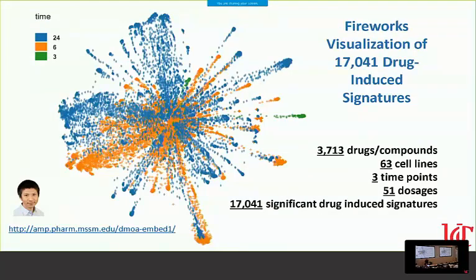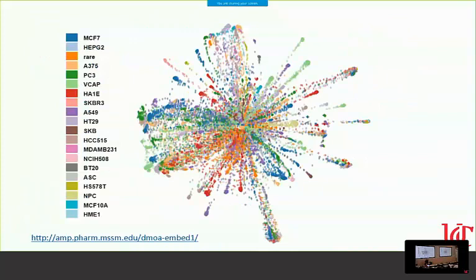So we were able to scale up this visualization of signatures, and now there is really a transformation in our ability to visualize large scale data sets. And this is what we call a fireworks visualization of 17,000 signatures. This is coloring by time point. And this is 3,700 drugs, 63 cell lines, 3 time points, 51 doses, and 17,000 signatures. This is the work of Zichen, who is here and has a poster to show this. And this is coloring by cell type.